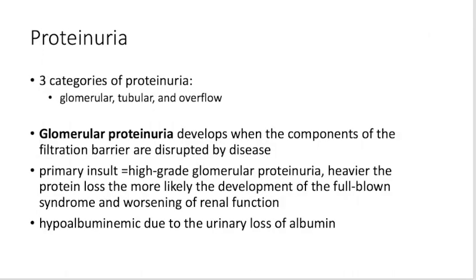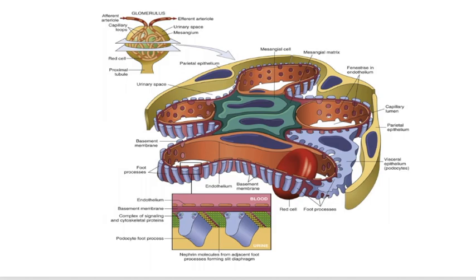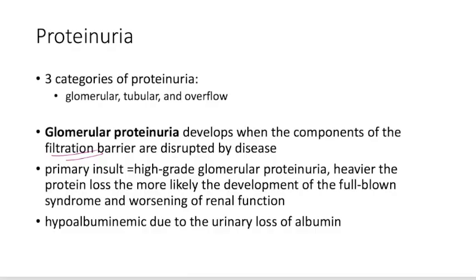So glomerular proteinuria develops when the components of the filtration barrier are disrupted by disease. And that is going back to those podocytes and the filtration barrier. There are 3 categories of proteinuria: glomerular, tubular, and overflow. When we're talking about glomerular proteinuria, it develops when the components of the filtration barrier are disrupted by disease. So we have a primary insult, and then we're hypoalbuminemic due to a urinary loss of albumin.